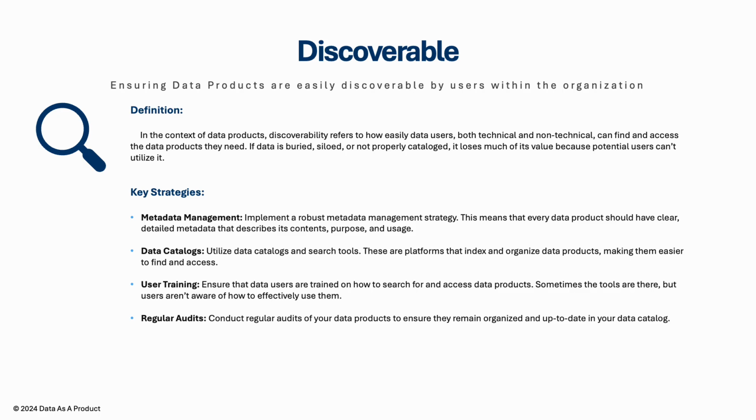Now, how to ensure discoverability? There are several strategies to enhance the discoverability of your data products. The first is the most important. No matter what data product, database, or tool you use, it's important to have metadata management. Implement a robust metadata management strategy. And this means that every data product should have clear, detailed metadata describing its contents, purpose, and usage. The second is a tool, data catalogs. We can use data catalogs and search tools. These are platforms that index and organize data products, making them easier to find and access.